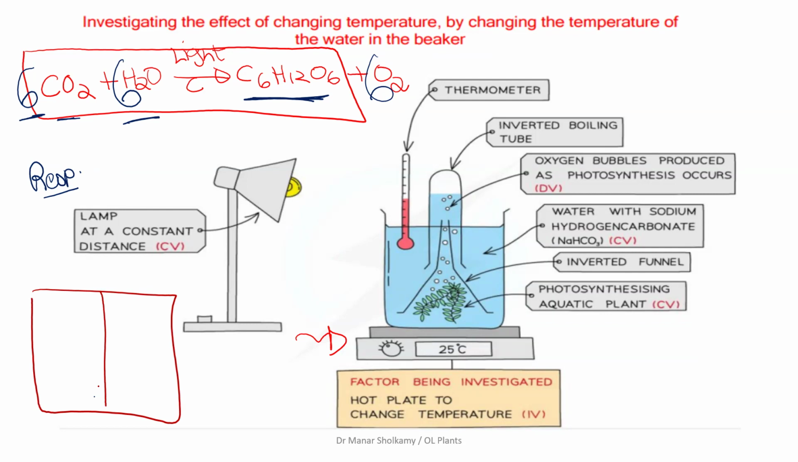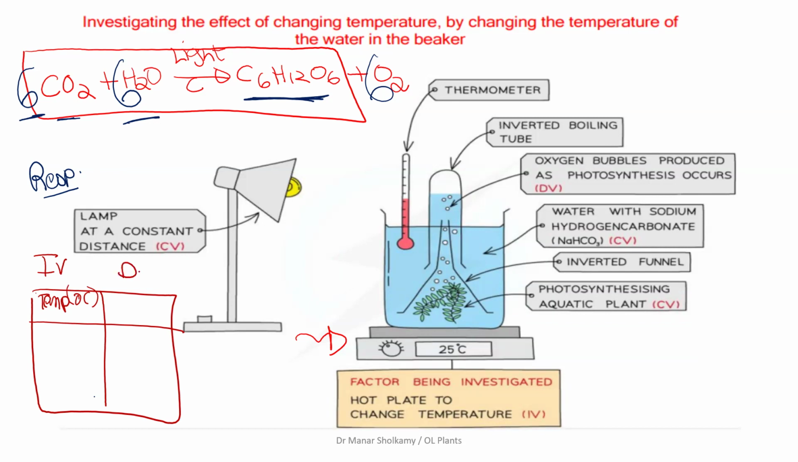The distance of the line. No, now we're talking about the temperature. If I'm changing the temperature, then what will be my independent variable? The temperature. I'll write temperature here in degrees Celsius. And every time the temperature changes, I'm going to count the number of bubbles over a certain period of time.